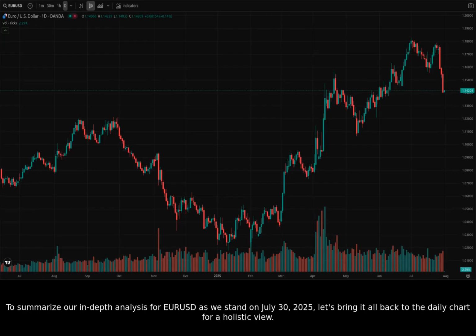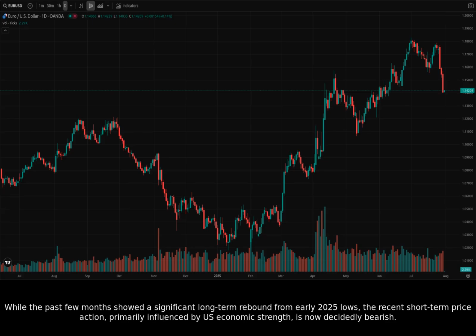To summarize our in-depth analysis for EURUSD as we stand on July 30th, 2025, let's bring it all back to the daily chart for a holistic view. While the past few months showed a significant long-term rebound from early 2025 lows, the recent short-term price action, primarily influenced by U.S. economic strength, is now decidedly bearish.